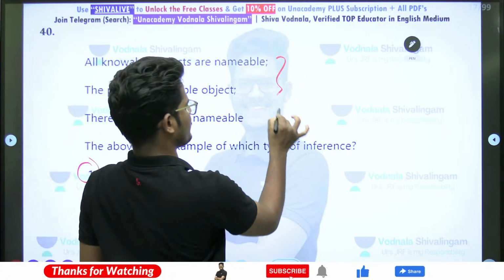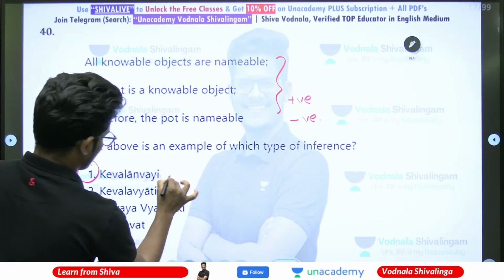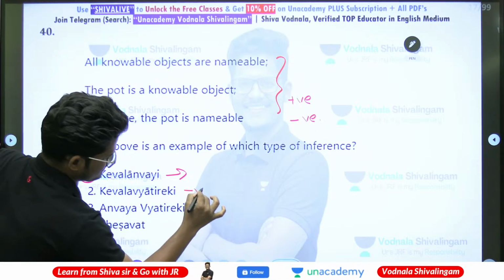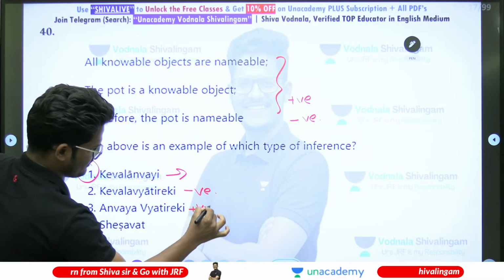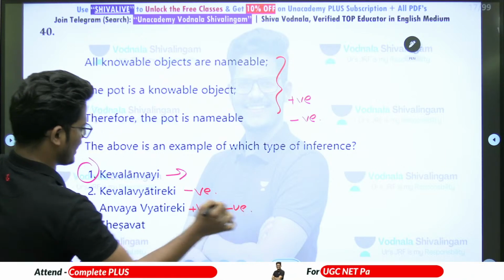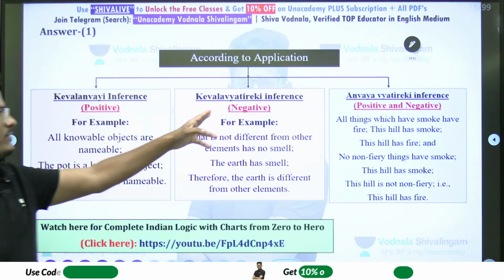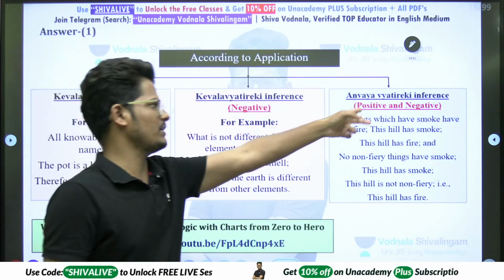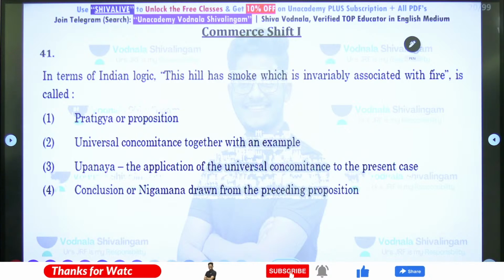Every statement is positive in nature. Positive statement, positive conclusion comes under Keval Anvayi. When it is a negative statement, negative conclusion, Keval Vetareki. When both positive and negative are there, that is Anvayi Vetareki. So Keval Anvayi, all positive instances; Keval Vetareki, negative instances; Anvayi Vetareki, both positive and negative instances. Next question.